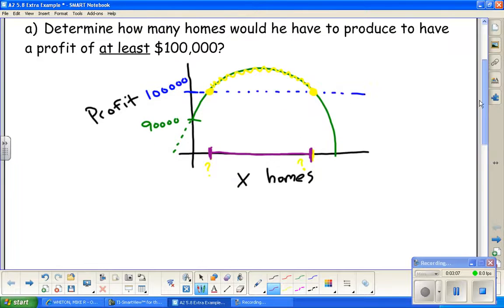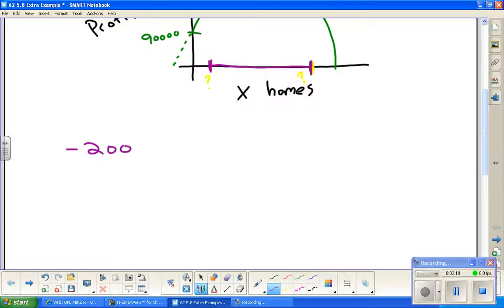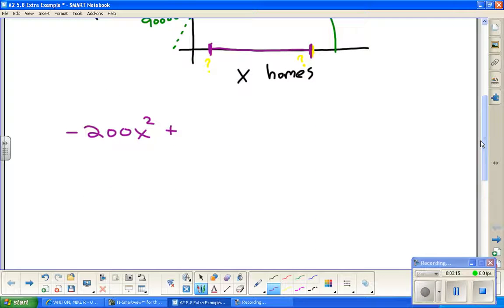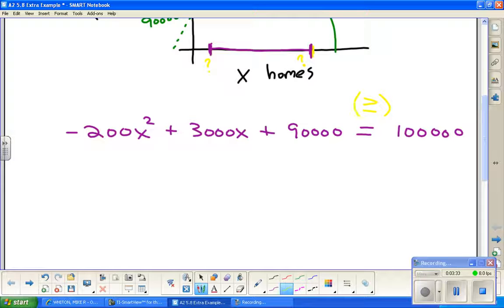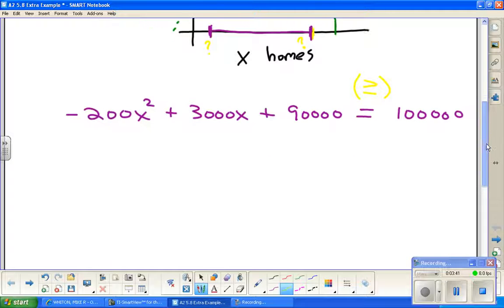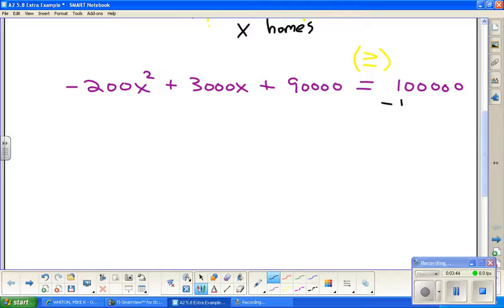So the profit again was negative 200x squared plus, let me just make sure we get this right, plus 3000x plus 90,000. And the first step is to find when it equals 100,000. Technically our problem is going to be a greater than or equal to problem later, but we're going to solve it. Remember step one of the SPIT method: solve it as if it were an equation. We have a bunch of methods to solve these if they're equations. This one seems like a quadratic formula problem to me, just because of the size of the numbers.